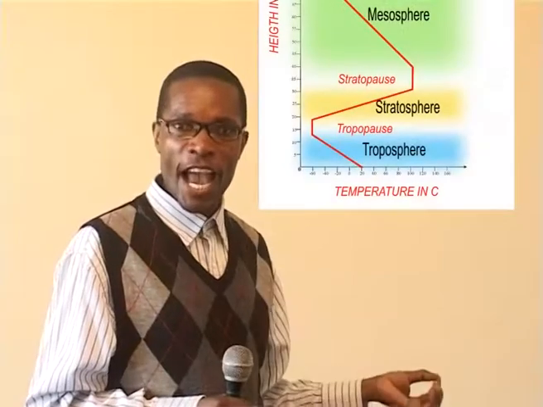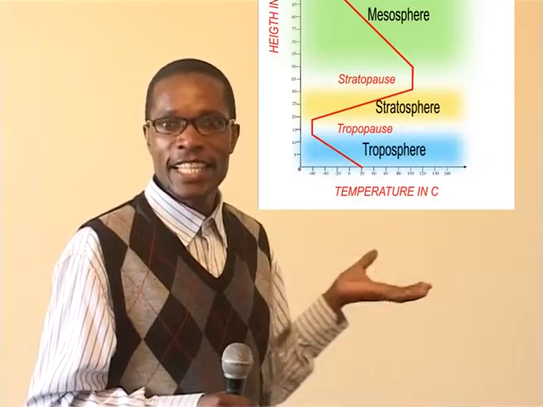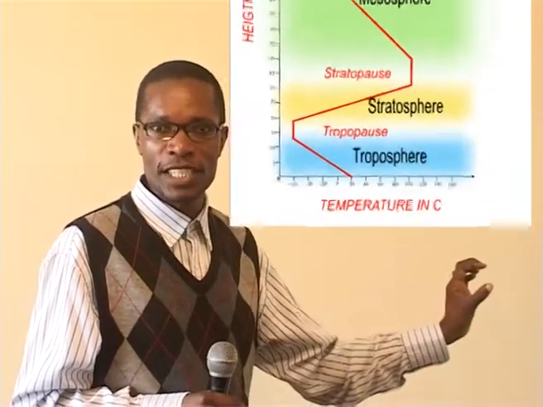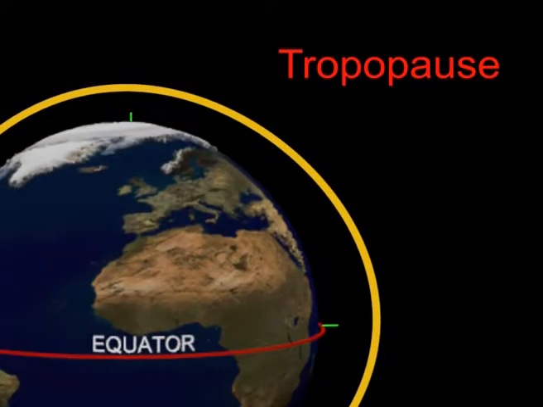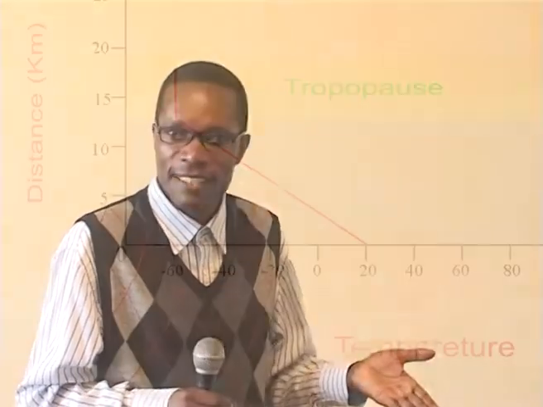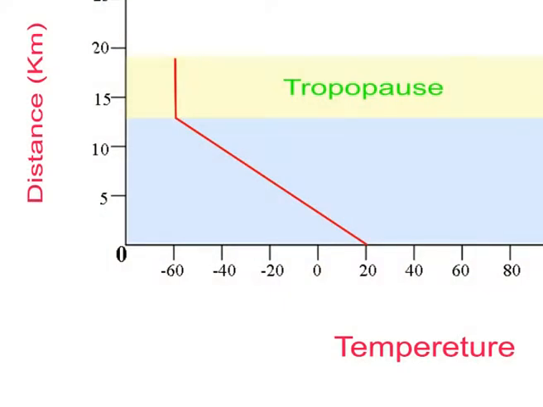Between the troposphere and the stratosphere, there is a zone of discontinuity known as tropopause. This zone rises up to 18 kilometers at the equator and 9 kilometers at temperate regions. The zone experiences zero lapse rate. What does that mean? That there is no change in temperature across the zone. In other words, the temperature is constant with the increase in altitude.